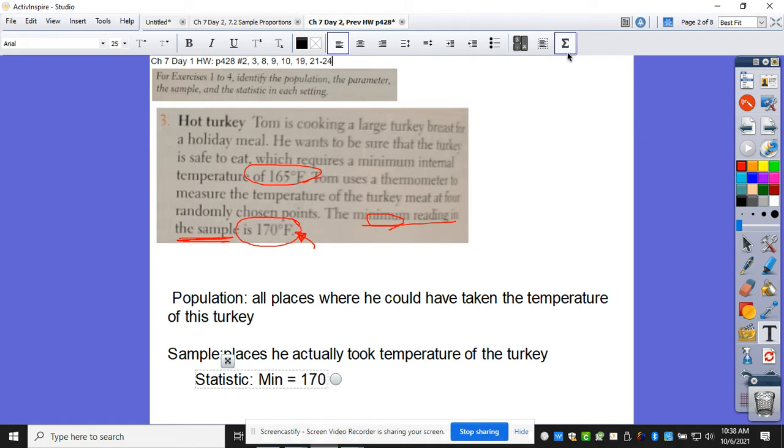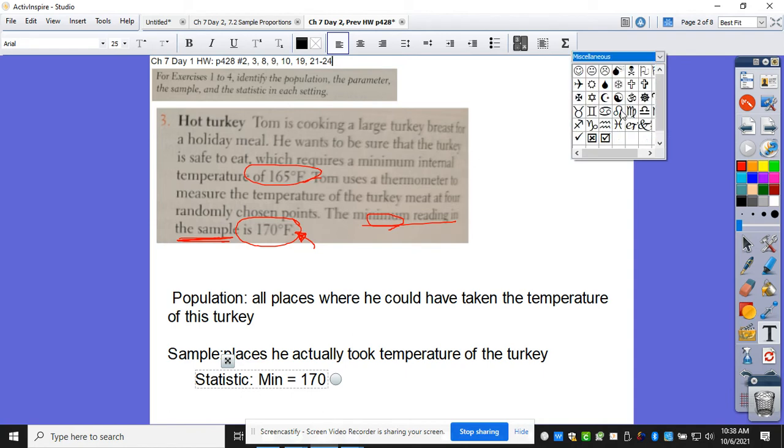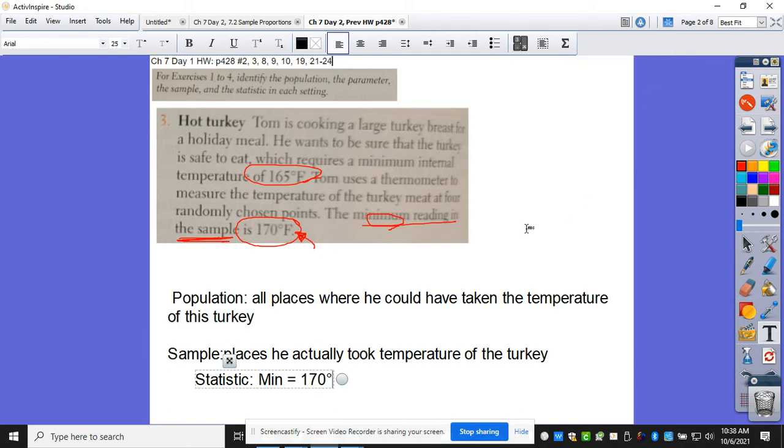I don't feel like searching for them. I guess it's not that hard. So then up here, my parameter would be what?